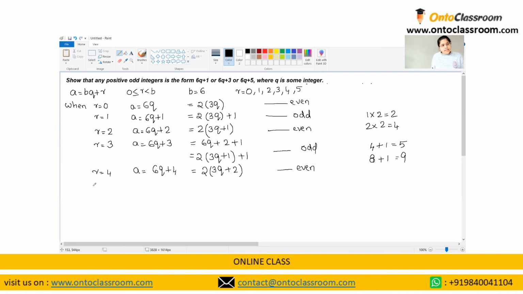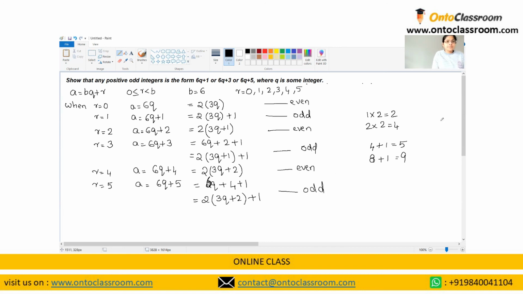The last condition is r is equal to 5, because we can go only till 5. The r value is only till 5 because our condition is that r is always less than b. So r is equal to 5, and a is equal to 6q plus 5. We can write this as 6q plus 4 plus 1, that means 6q plus 5. We can again take 2 out. So we get 3q plus 2, then again plus 1, right? That means 2 multiplied by 3q plus 2 is an even number. Then we add 1 to the even number, and we get an odd number.